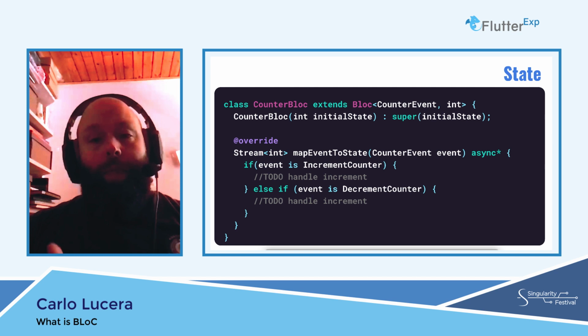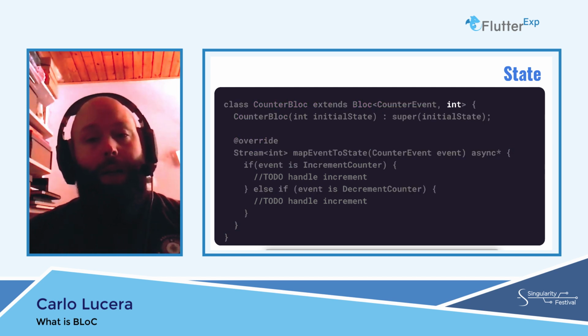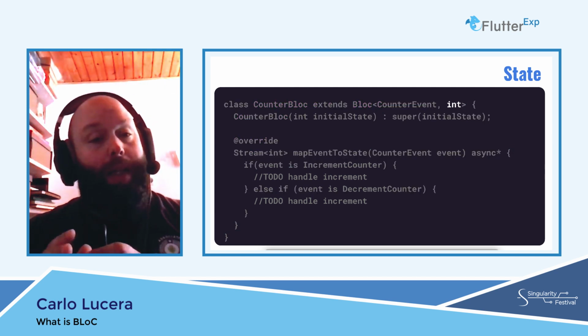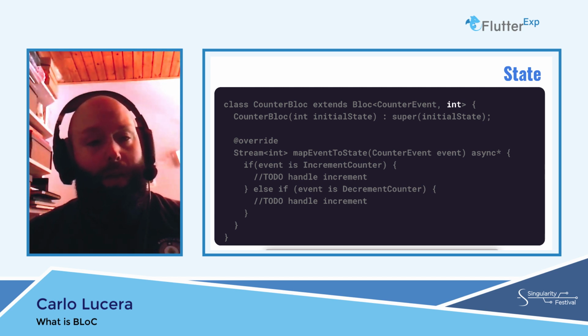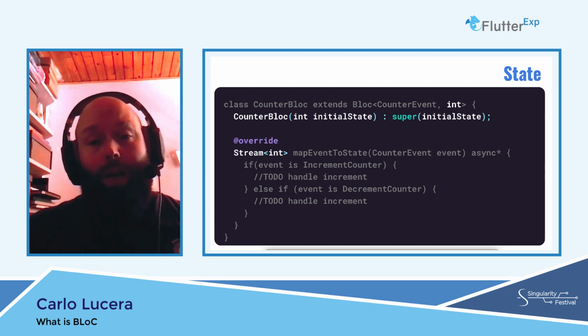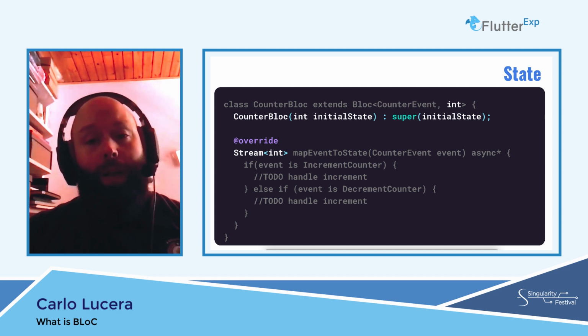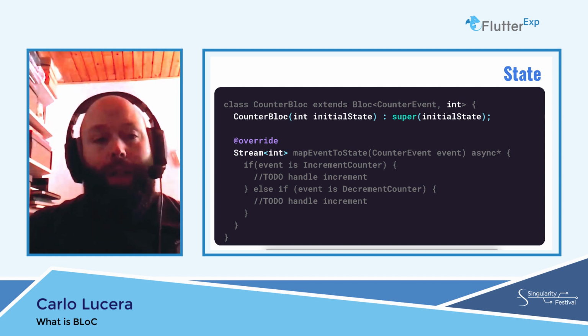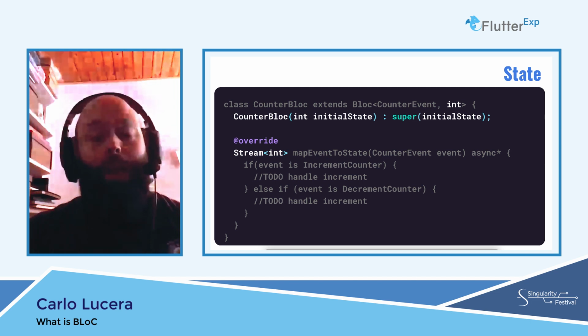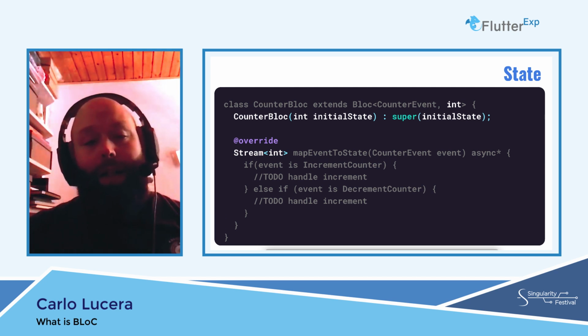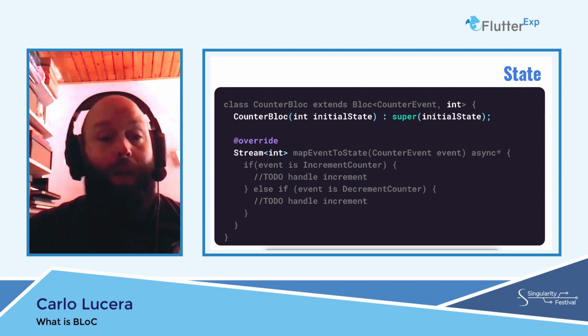How do we do that? As I said, the second parameter of the BLoC generic is an integer because we decided so. In the constructor, we need to call super to pass the base state of our BLoC. If we decide to have it null, we can do that. If we decide not to have null, here we should pass a value. And we will have, as a return in mapEventToState, a stream with the type of our state.